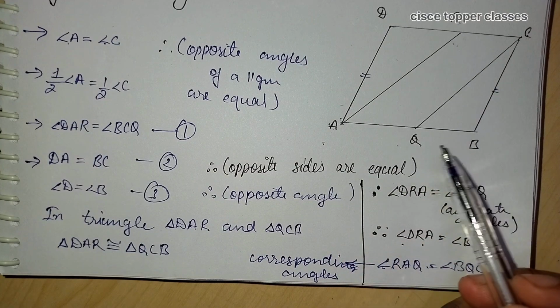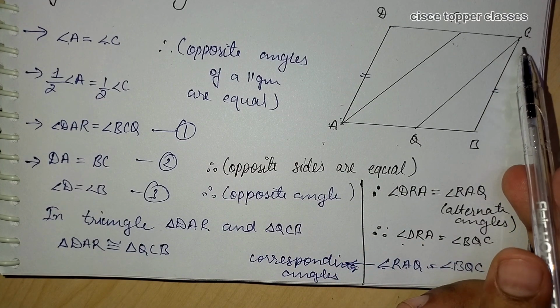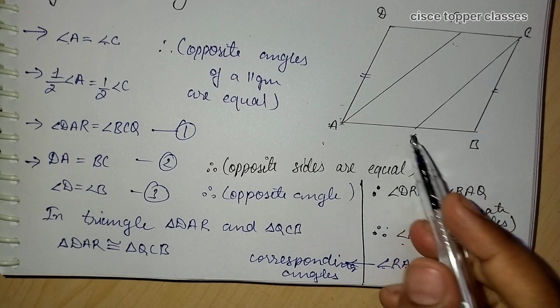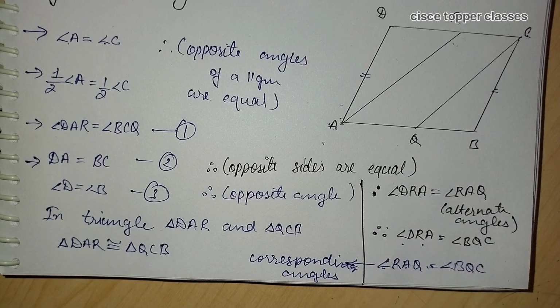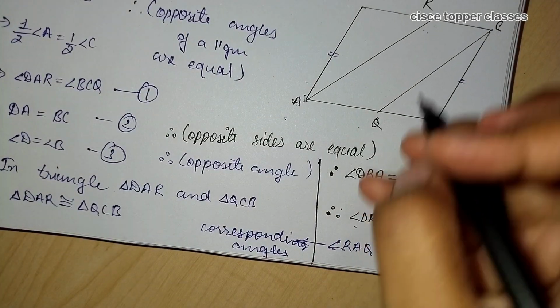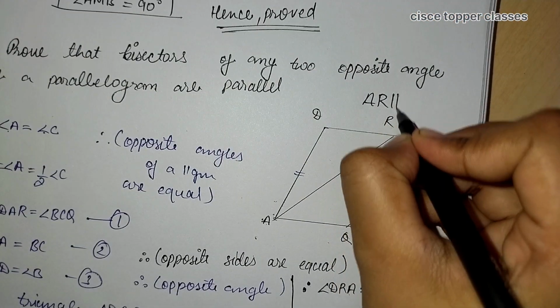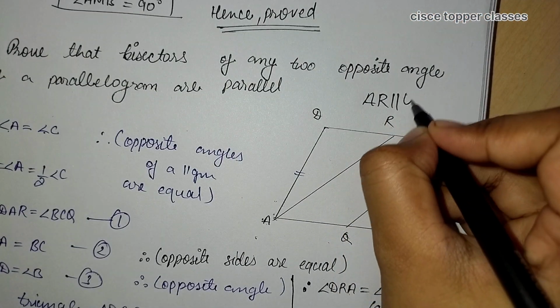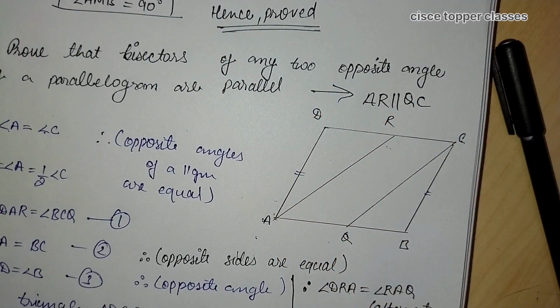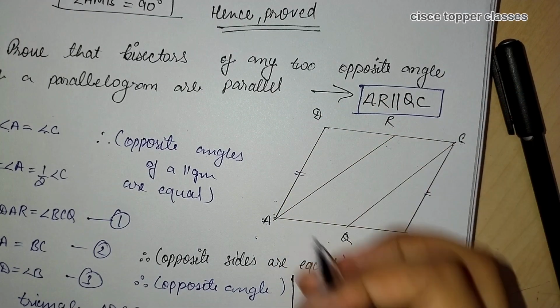that AR is parallel to QC. So AR is parallel to QC here, hence proved from here only. So we can write here that AR is parallel to QC. This is only what we have to prove in this question, hence proved.